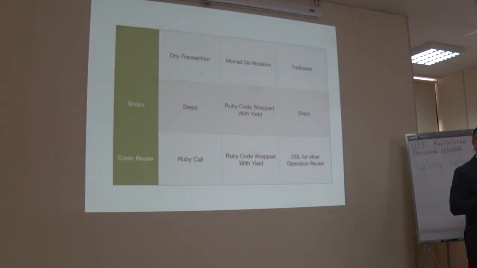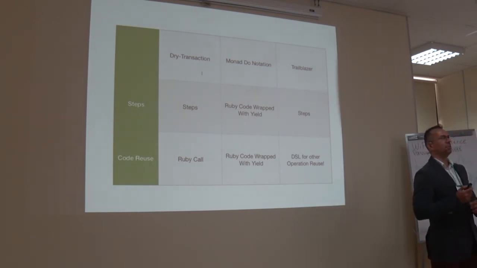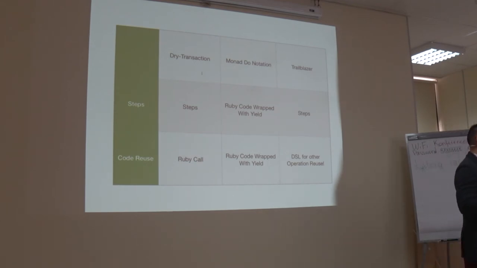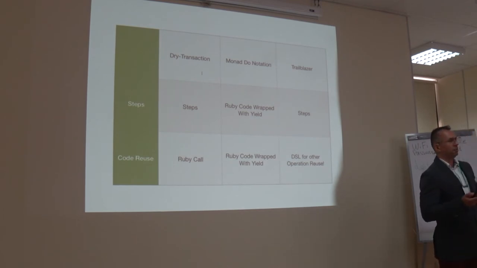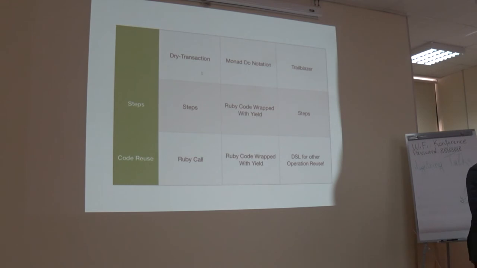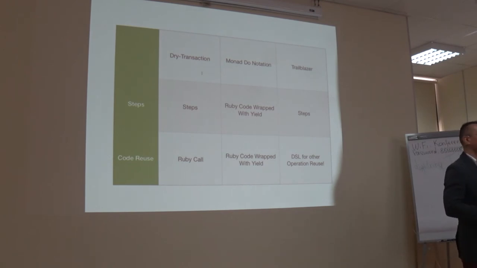So if I would compare the three solutions, I would say that the DRY transaction and Trailblazer both have syntax for defining the steps one by one, and the code reuse for the DRY transaction and for the Monad do notation is a simple Ruby call. And in the Monad do notation, we yield the result to the Monad do notation mixin, which decides if the execution stays on the success lane or on the error lane. And in Trailblazer, we have a DSL for code reuse. So this would be, in short, the summary.